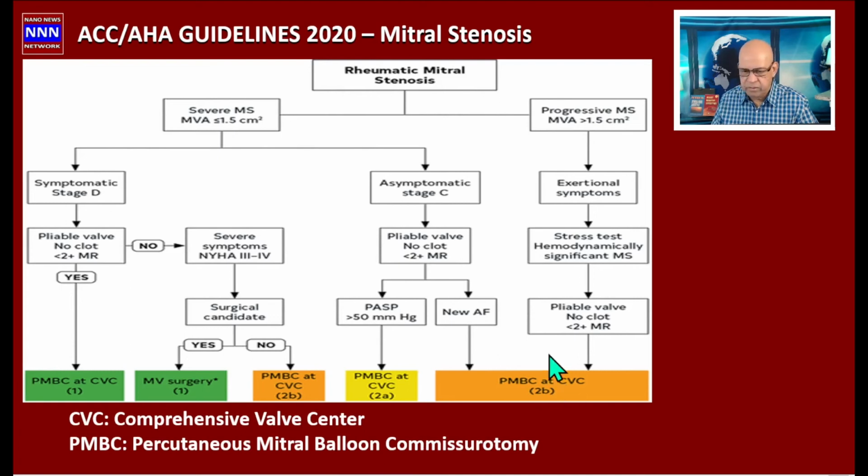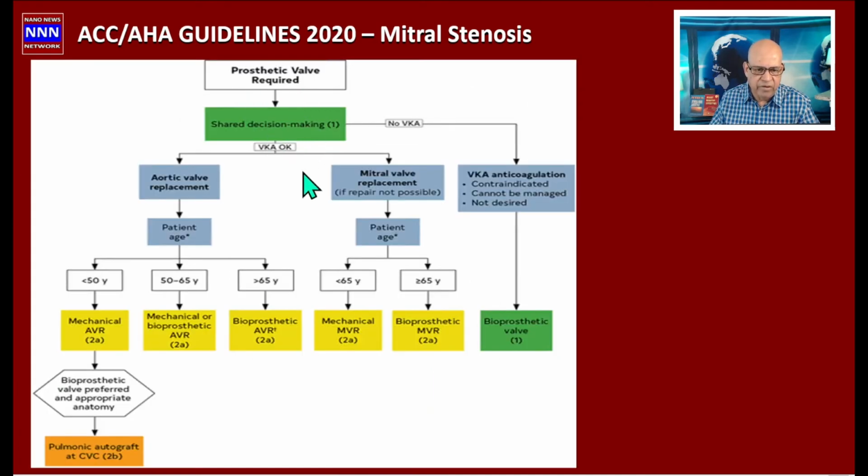Let's remember that. Prosthetic valve requirements. If these patients need surgery, let's say he was not a balloon commissurotomy patient, now needs a mitral valve prosthesis, the mitral valve prosthesis replacement is based primarily on the age. Less than 65, you consider a mechanical mitral valve prosthesis, which is a class 2-1 indication. If we are greater than 65, bioprosthetic mitral valve is preferred.